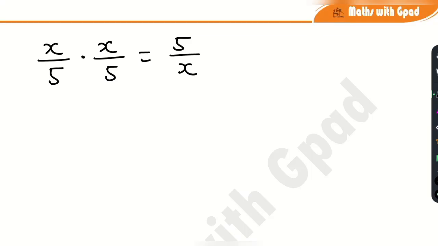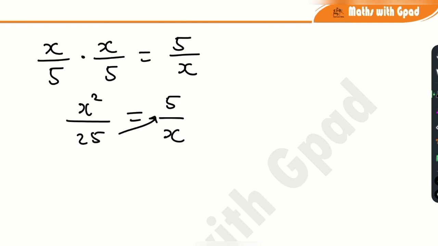In this video, I'm going to be solving this equation which says x over 5 times x over 5 is equal to 5 over x. So easy, what I'll do first is to multiply the numerators and the denominators. What is x times x? That's x squared over what is 5 times 5? That's 25. So this is equal to 5 over x. What should I do next? I'm going to cross multiply.